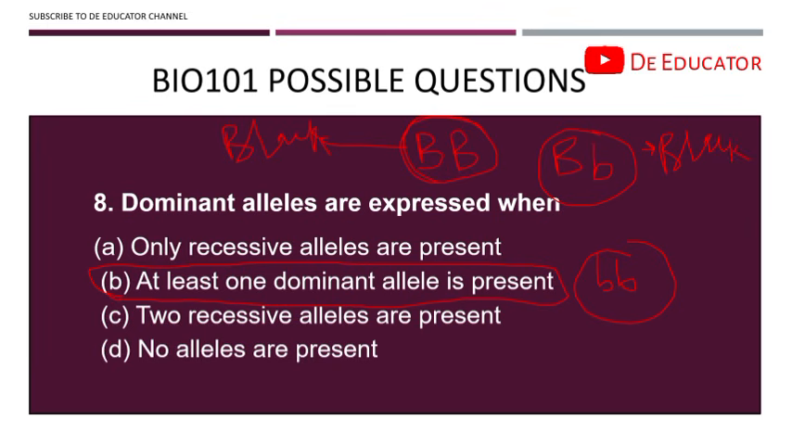If one dominant allele is present in the genetic composition of an organism, that dominance is going to be expressed. But for recessive, the two must be present. If you look at this small letter b and small letter b, it is only when these two are present that the recessive is expressed. So please take note of that.